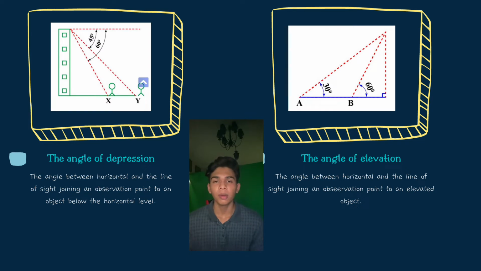Let's learn more about two angles in trigonometry. For the first one, the angle of depression: the angle between the horizontal and the line of sight joining an observation point to an object below the horizontal level. For the second one, the angle of elevation: the angle between the horizontal and the line of sight joining an observation point to an elevated object.